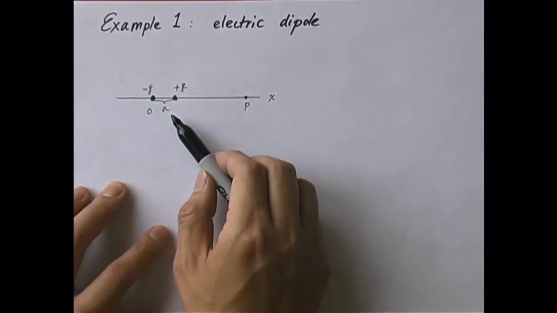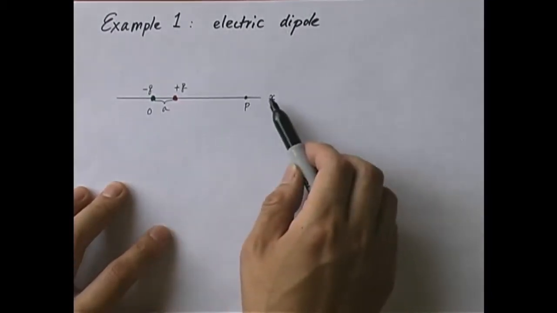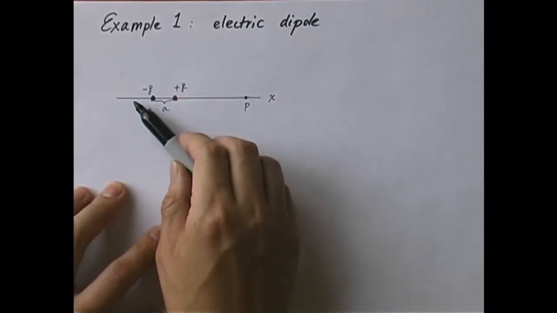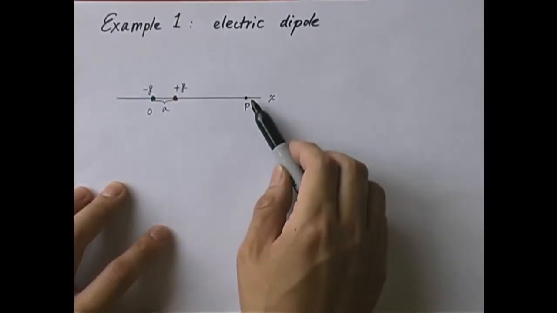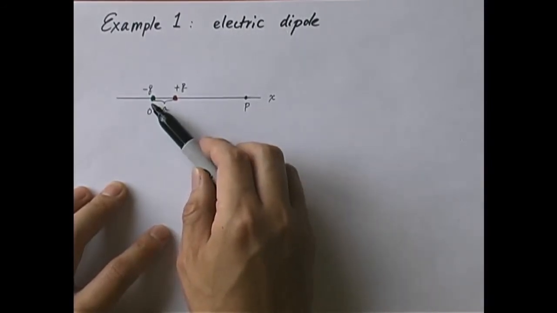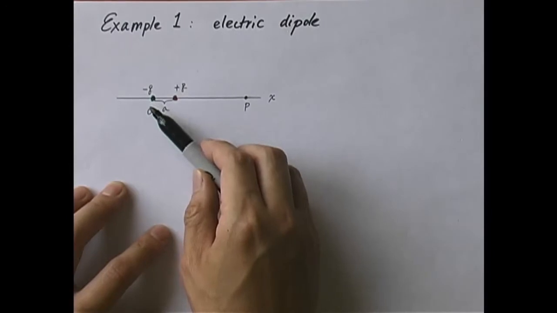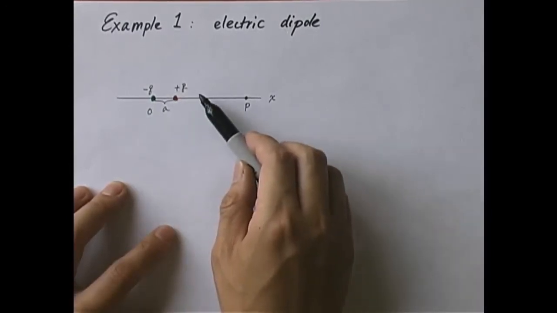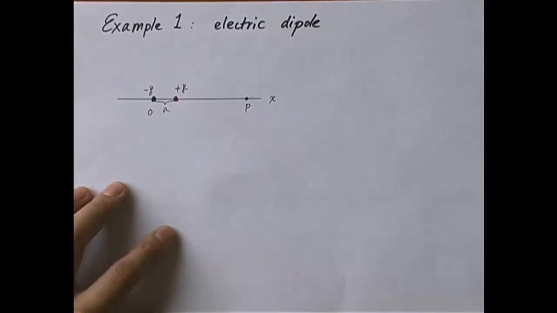Okay. In chapter 23, we learned to calculate the electric field at a point P along the line, or the x-axis, joining these two charges. And that point P is a distance x away from the negative charge, and x has a much greater magnitude than the separation a between these two charges. We learned how to calculate the electric field there, if you recall.